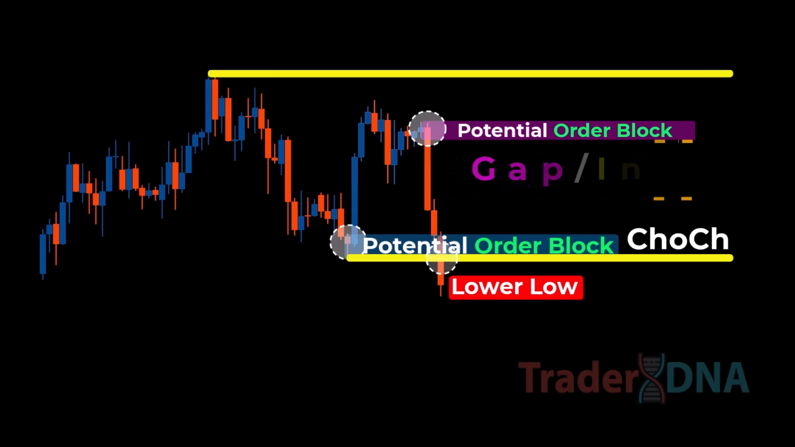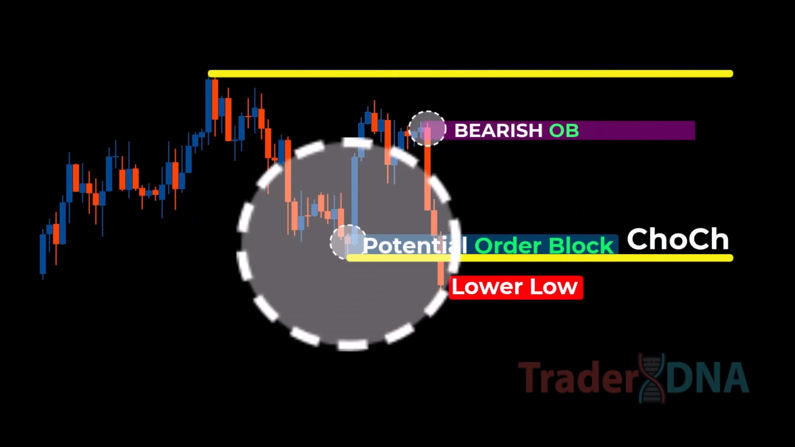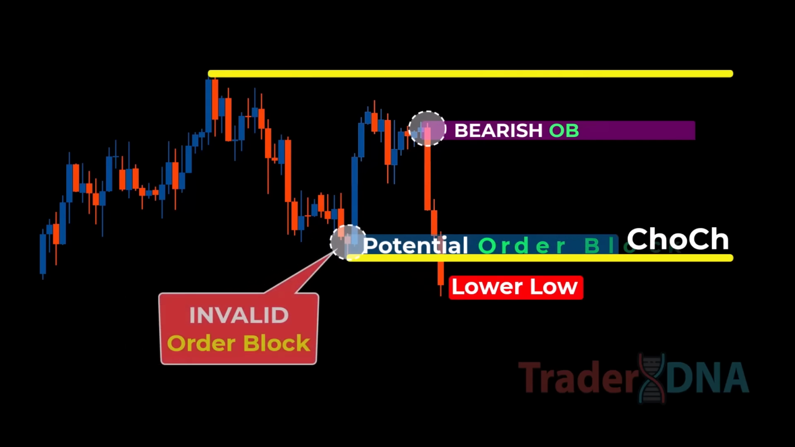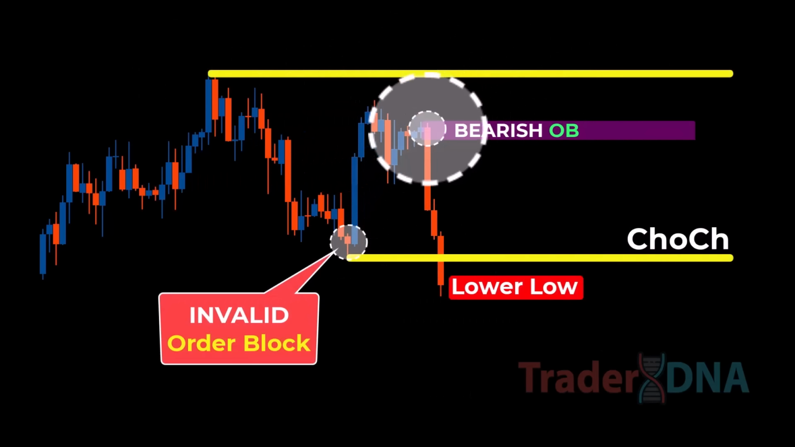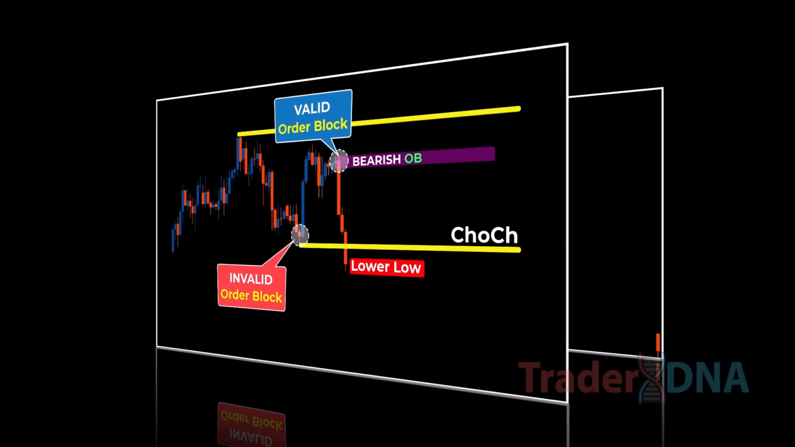Now we focus on the most recent bearish order block because it lines up with the new downtrend. The earlier bullish order block, invalid. No higher high, no confirmation. But this bearish one, it's valid because it directly caused the change of character.